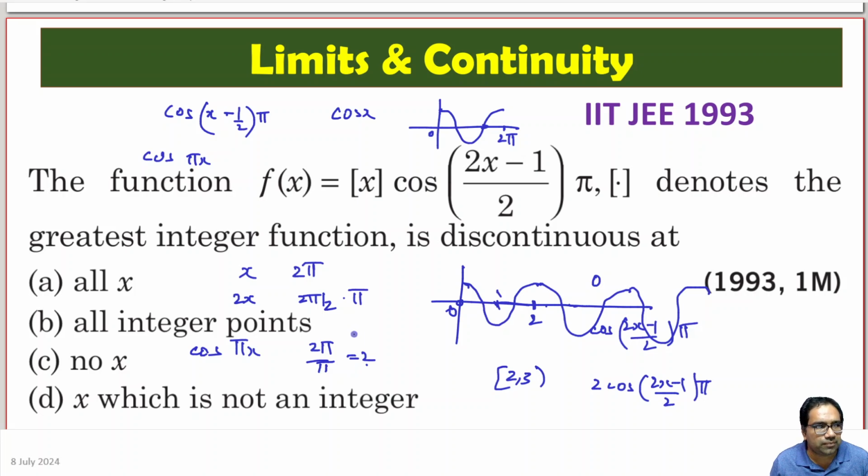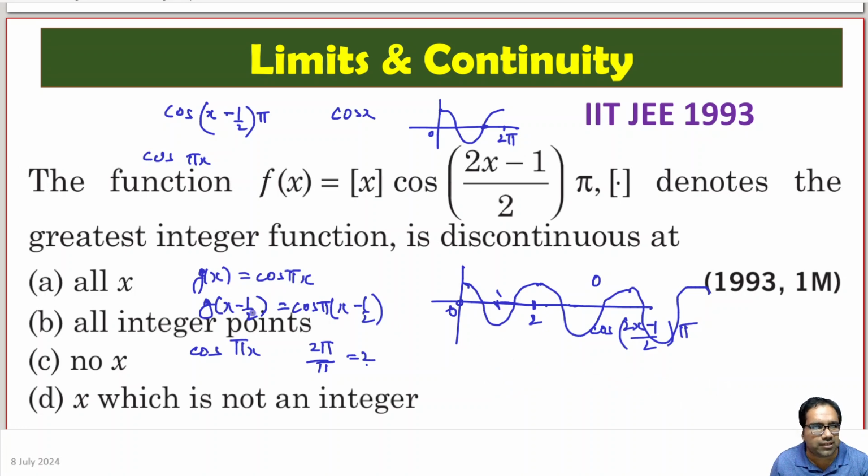Now, what do we want? Let's say we call this g of x. g of x is cos pi x. What is g of x minus half? It is equal to cos of pi into x minus half. Now, g of x minus half is g of x shifted half unit towards the right. For example, this is 0, this is 1, and this is half. So, it is the same graph shifted half unit rightwards.